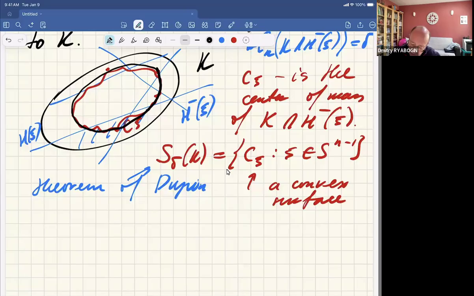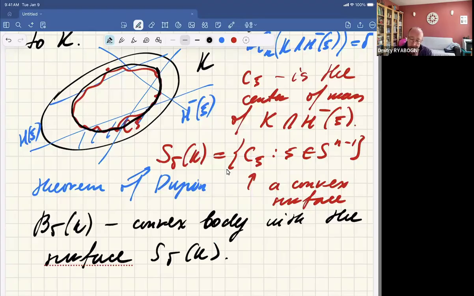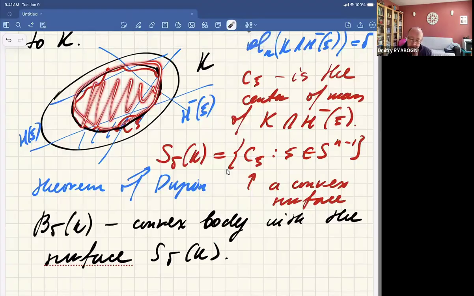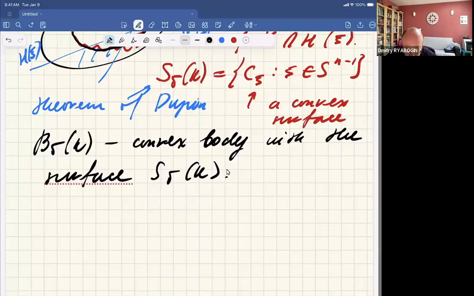Okay. And I'm going to define my first object. The first object is this B delta of K, the convex body with the surface delta K. I just take the convex hull here. This is the convex hull of the union of all centers of mass of all underwater parts, and this is my first object, B delta of K. And the second object I will define as K delta. This is the so-called body of flotation.